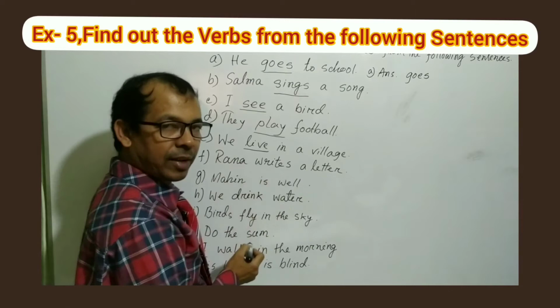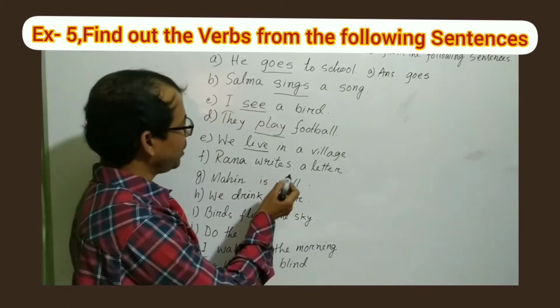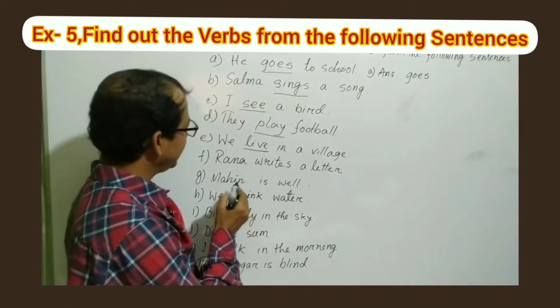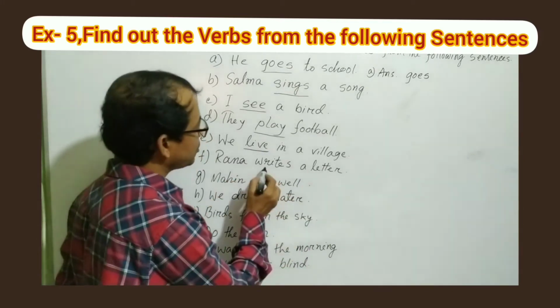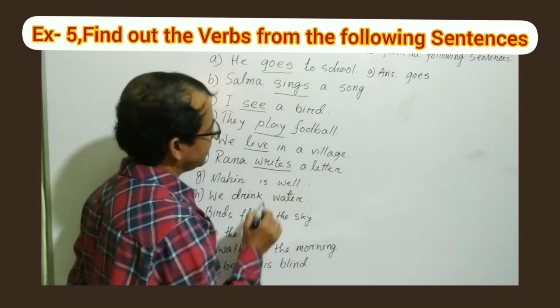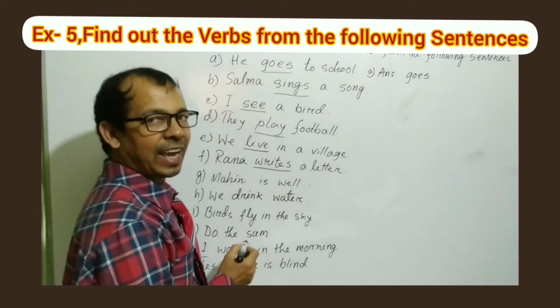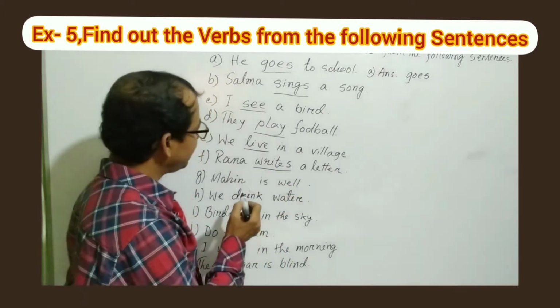Runner writes a letter. So can you tell me which one is the action word? Yes, runner is a noun, a letter is a noun. So here you can see writes. Writes is the action word. That means this is the verb.